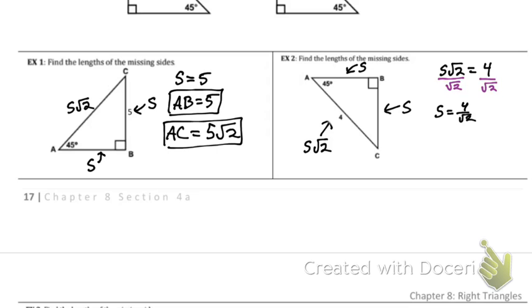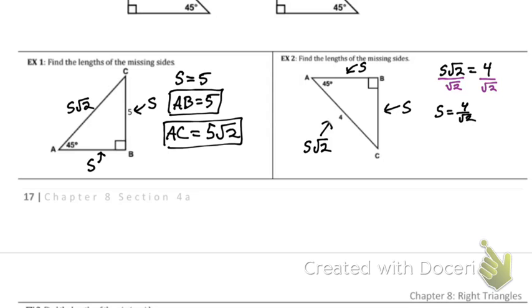We are pretty much done. We're not going to get the full points. Can someone tell me why I wouldn't give you the full points if you just said BC equals 4 over square root of 2? I don't need to know the answer. I just need to know what I need to do. Will? The denominator can't be a radical. So who knows how to get rid of that radical in the denominator?